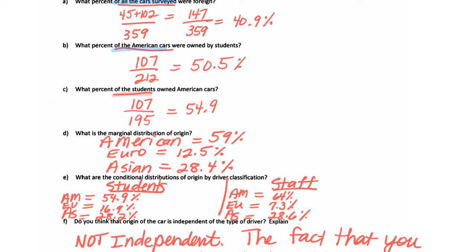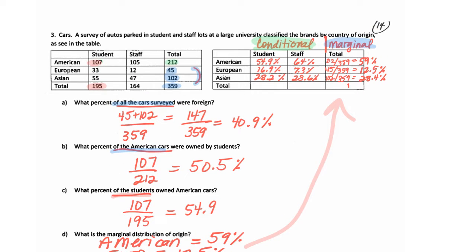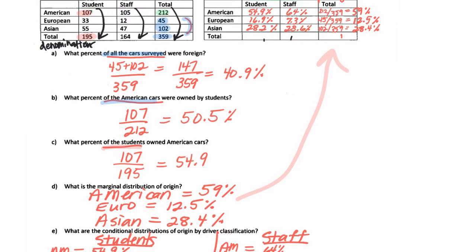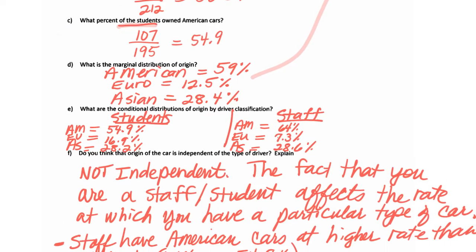All right, these marginal distributions I got from this marginal section right here. Remember that since the type of driver is the explanatory variable, then your fractions went in this direction. So your denominators were always these bottom numbers whenever you were making your fractions for this chart over here. Okay? So our American was 59%, European 12.5%, Asian 28.4%. And then you can see I did these fractions this direction here with a denominator of 195 for my student, a denominator of 164 for the staff percentages. So those are listed there.